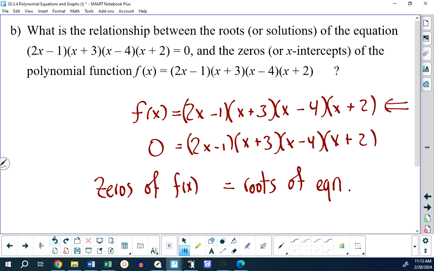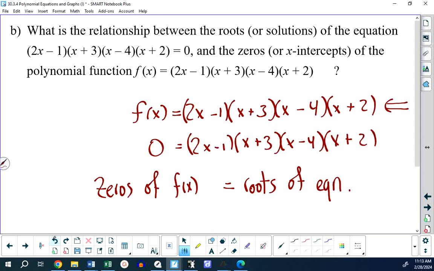And again, I believe this came up yesterday. It's why in high school math, even textbooks don't often use these words, right? Solutions and roots apply to an equation. Zeros and x-intercepts apply to a function. But they're all kind of the same thing. They're all just mixed around in the same bowl.